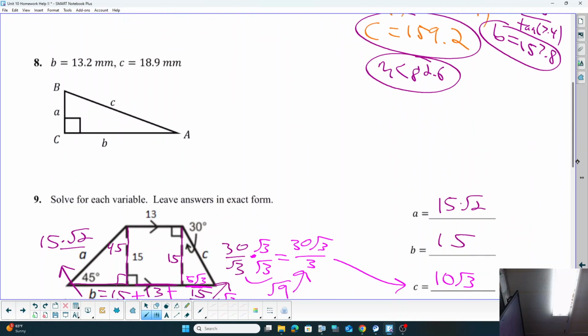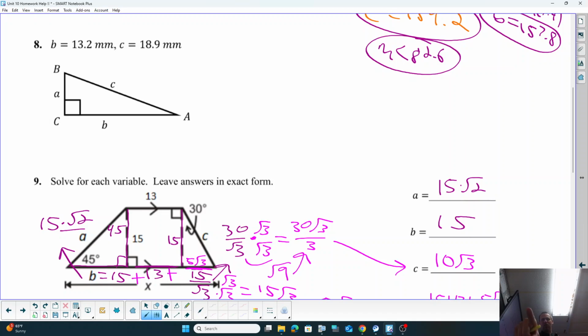So try number 8. You behind the screen, you try number 8. Plug it into Canvas and see if you got it right. Test yourself. Hypotenuse is 18.9. Little b is 13.2. And so you could use that information to find angle A, let's say. You could choose angle B, that would be opposite of our hypotenuse, which is sine. Or you could use angle A, which then is adjacent over hypotenuse, which is cosine.